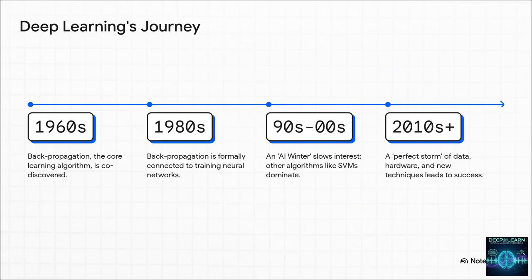Well, the history is a story of ups and downs. The theory was there way back in the 60s, and people started applying it to neural nets in the 80s. But then progress just kind of stalled. For decades, we went through something called an AI winter, where neural networks fell out of fashion and other methods were considered way better. It wasn't until around the 2010s that a perfect storm of conditions came together and finally let these old ideas have their moment.